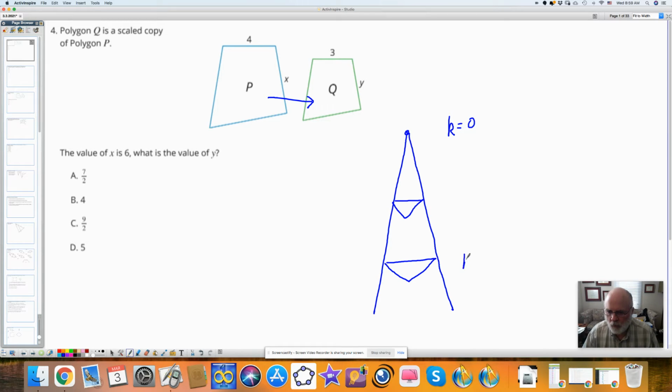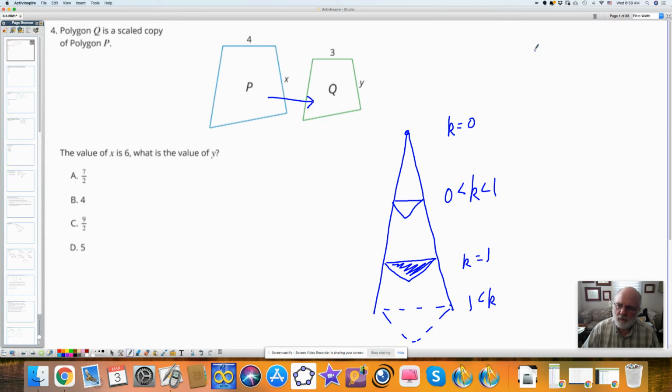If my scale factor is equal to 1, it's still scaled, but it's by a factor of 1. This is where it's congruent. If it's going to get smaller, my scale factor has to be between 0 and 1. And if it's going to be greater than 1, then it would get larger. So I'd get a bigger one way over here, something like this.